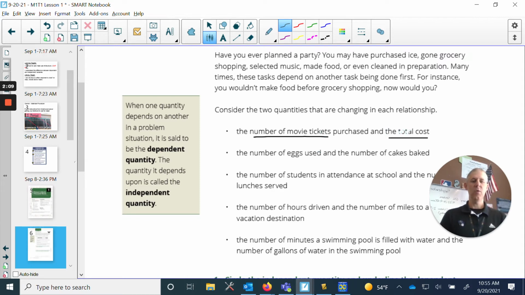The independent one is going to be the number of tickets that I purchase, because I'm controlling how many tickets I purchase. And the total cost is dependent, because it depends on the number of tickets that I purchased. That's the way I think about it. Your task was to go through and finish these and annotate, circling the independent quantity and underlining the dependent quantity. So that was step 1 we did today.